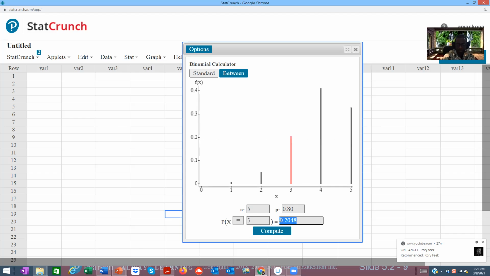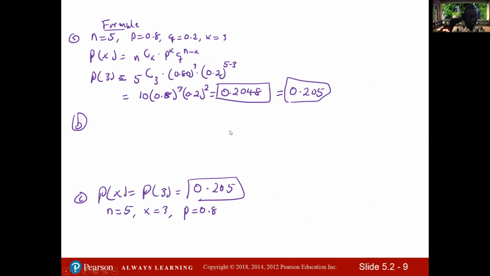Now look at that probability. StatCrunch gave you the probability to 4 decimal places, exactly as the table we have. And that is exactly what? 0.205, in 3 decimal places. All right, so going back to our PowerPoint, using StatCrunch, the probability that capital X is equal to 3, or probability of 3, is 0.205 to 3 decimal places.